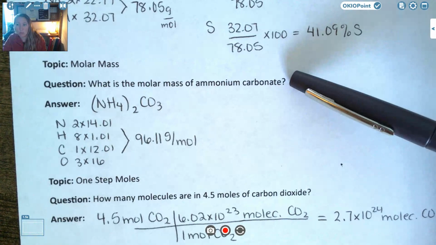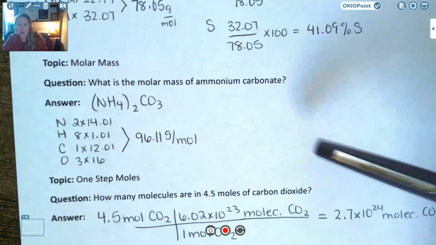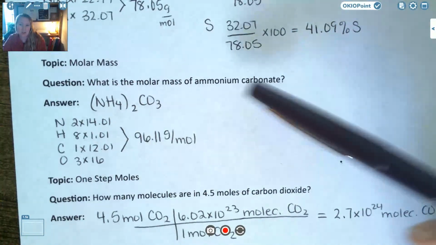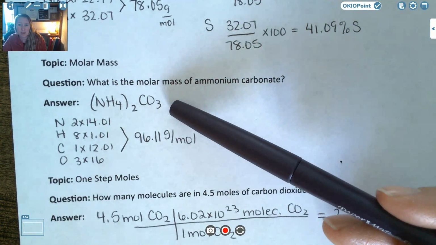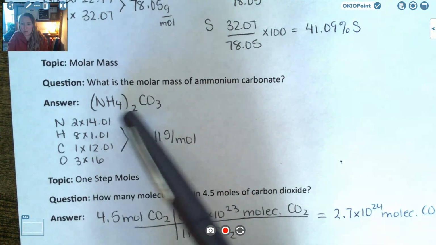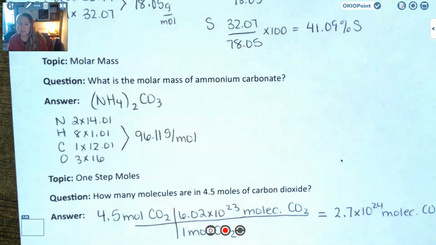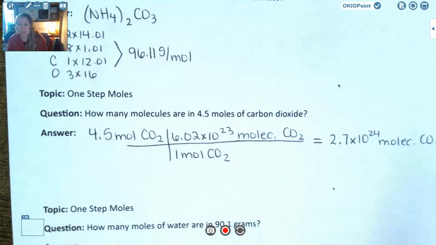Again, I give them the name of it, and then they have to figure out the formula. And when I'm just doing molar mass, I try to give them a really chunky one, so that they have to carry through with our parentheses and have lots of subscripts in there for them. Then we get into one-step moles.